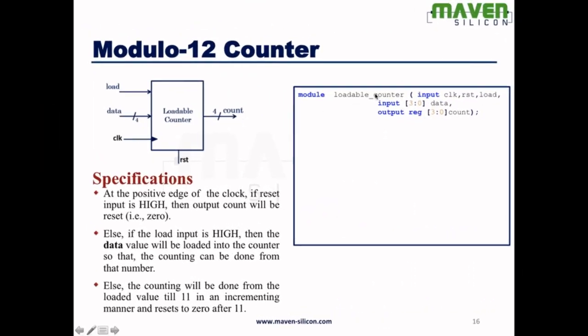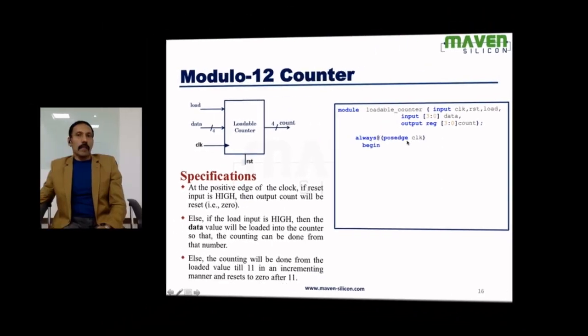Module loadable counter, that's the name of the module. Within the port list, you define all the ports: inputs clock, reset, load, input data, 4 bits, and output reg count. Here I'm defining output as reg because I'm planning to use an always block. Here the reset is synchronous, so I'm not going to include reset as part of the sensitivity list.